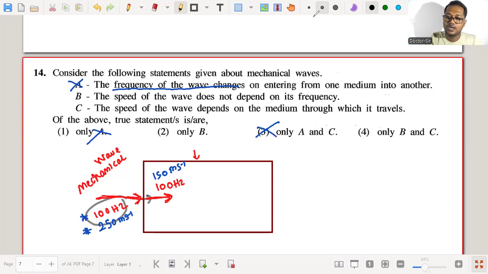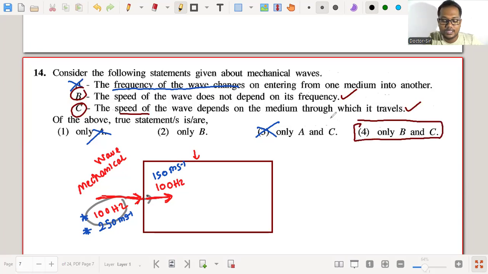Okay, right. Now we will go for the B answer. They are telling the speed of the wave does not depend on the frequency. Yes, that is correct. It depends on the medium particles, the density of the medium. So speed of the wave depends on the medium through which it travels. Yes, speed depends on the medium, I already told. So answer B and C is correct regarding this question. So we can take the fourth answer as the correct answer.